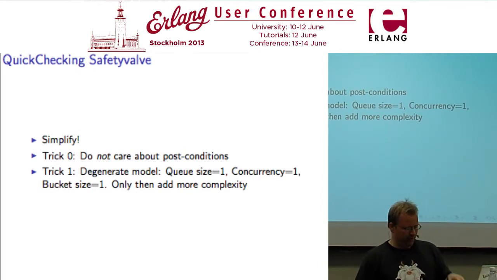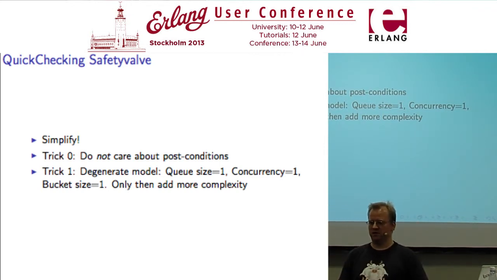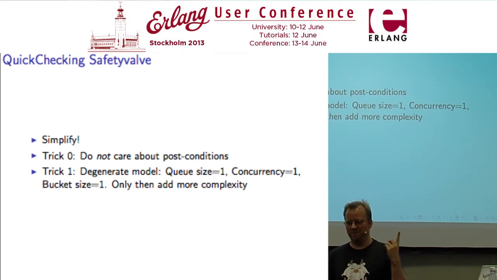So the second trick is simplify. When you do this, you want to simplify stuff. The first trick is that one of the things you could do in QuickCheck is say, I do not care about results. I do not care about post conditions. I generate random commands, I fire them off to my system, but the system must not crash. The system should be total, it should return in time, and it should be crash-free. That's your first test. That's your first QuickCheck model, totality. And that's very easy to write.